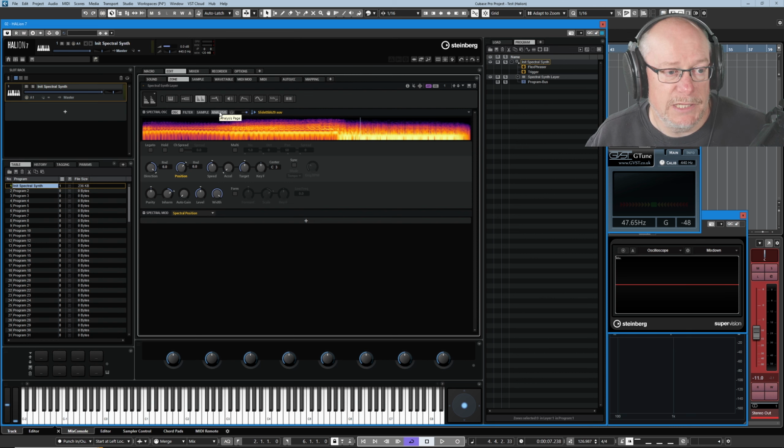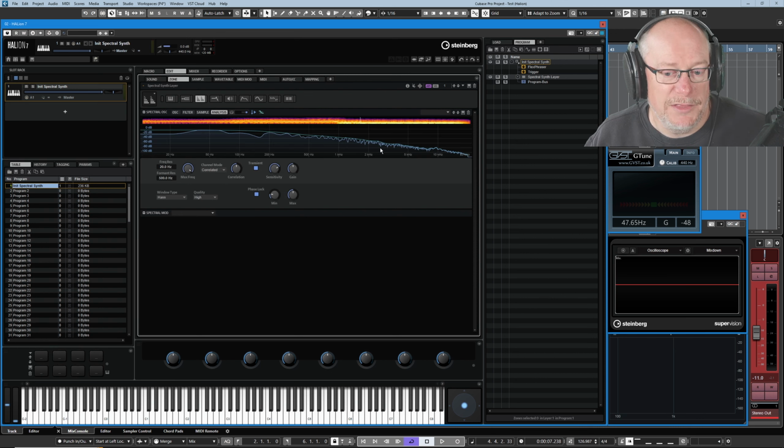I'm going to jump over to the analysis tab. What you see in this graph is a traditional spectrum analyzer. What you're seeing is the spectrum analyzer at the moment in time represented by this little white line, or more accurately, a window of time around that little white line. The window that we're going to use to draw our spectrum graph is going to be a Hann window. See this window type down here?